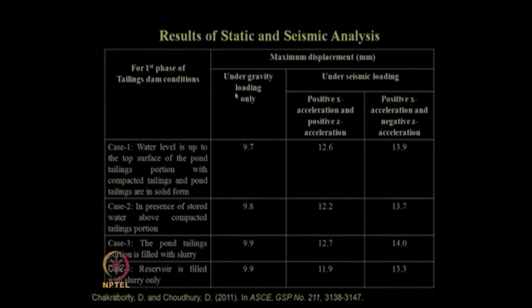And these are the results. You can see this is for the first phase of the tailing dam. In the first phase, various cases we have analyzed, only 4 are shown over here, and the other 3 are available in the paper. So, one can refer to this paper very easily. What is the maximum displacement in millimeter at the crest level, at the top level of that tailing dam, under gravity loading, that means under static condition? These are the values, and when the seismic loadings are acting, based on their different directions of working in horizontal and vertical direction combinations, these are the values. Fine.